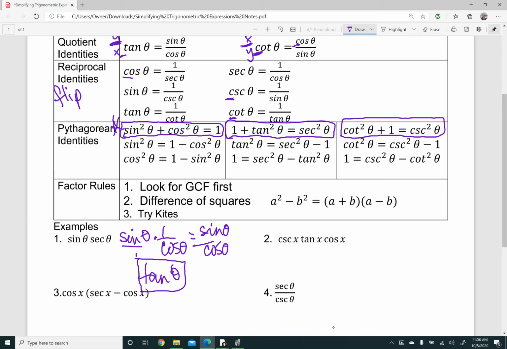Okay, so cosecant, again, is 1 over sine of x. Tangent is sine over cosine of x, times cosine of x. Then I simplify that. So this cancels with this, cancels with this. Well, I don't have anything left. That's 1.